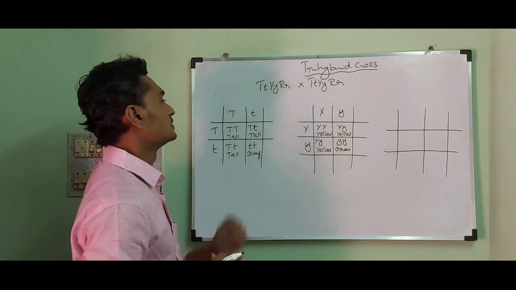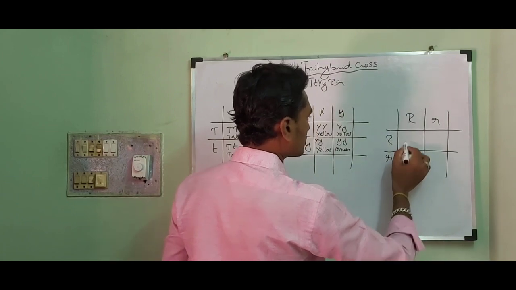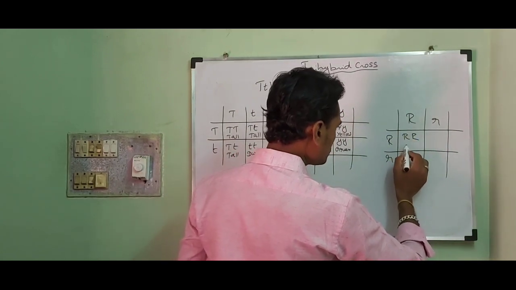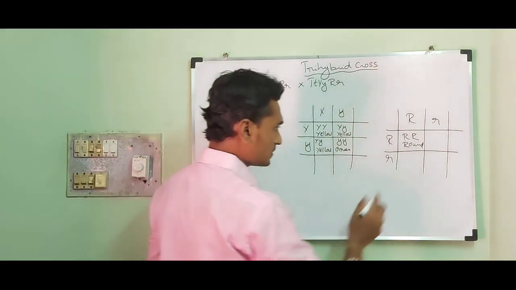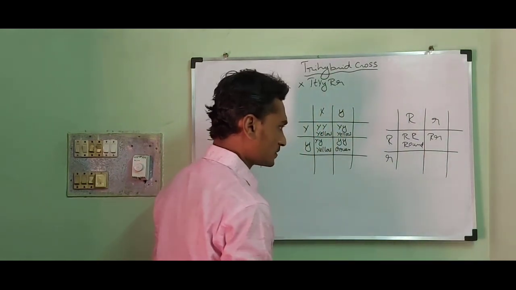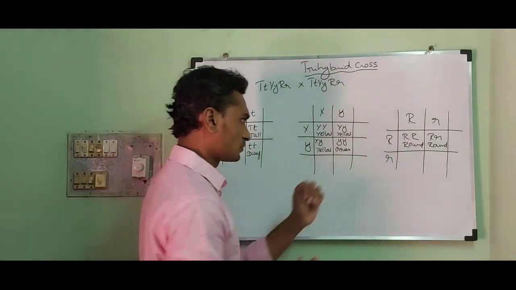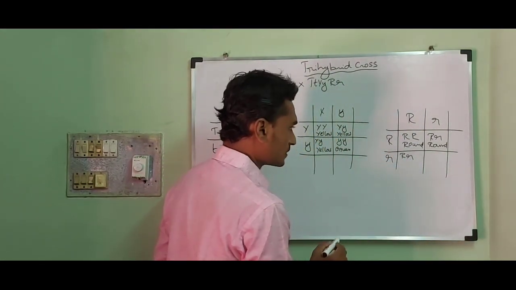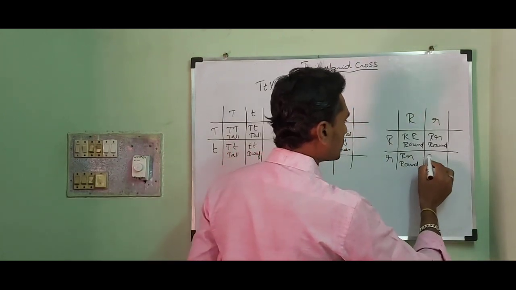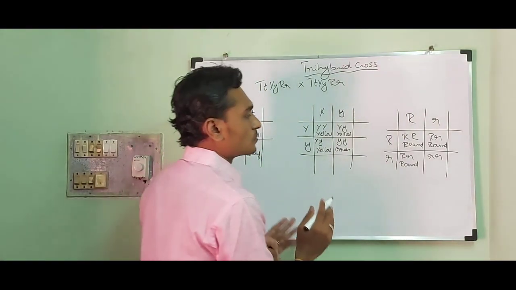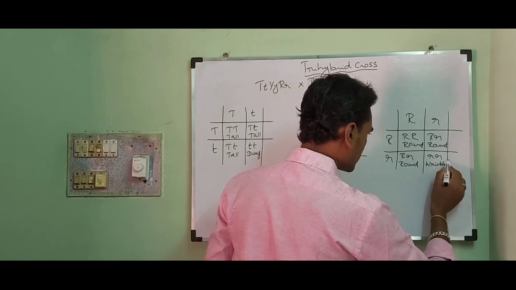Then for the seed shape, capital R, capital R shows round, homozygous dominant. Capital R, small r, heterozygous dominant, then it shows round character. Capital R, small r, it shows heterozygous dominant, then the character will be round. Small r, small r, it is a homozygous recessive one, so it shows wrinkled character.